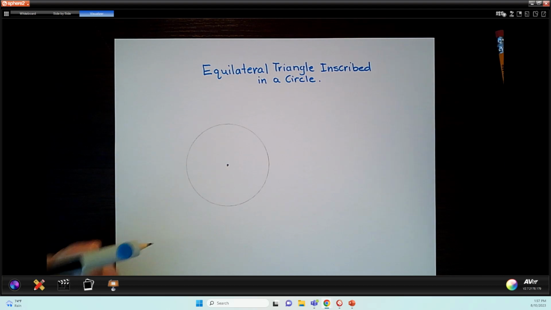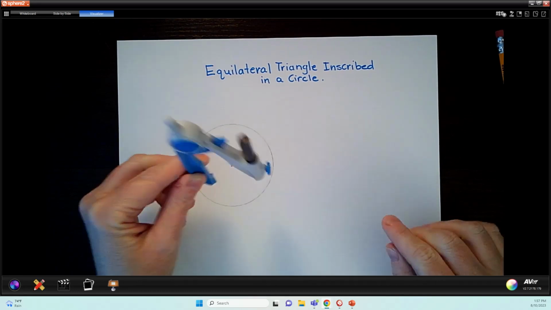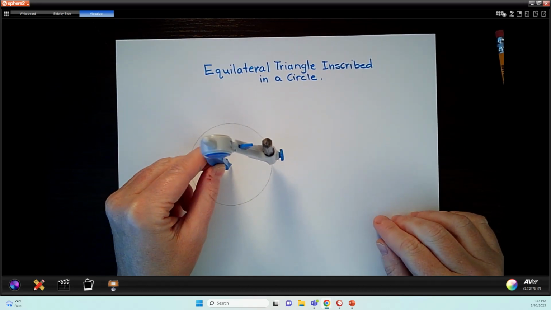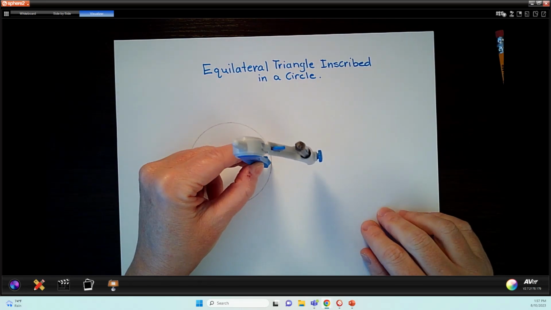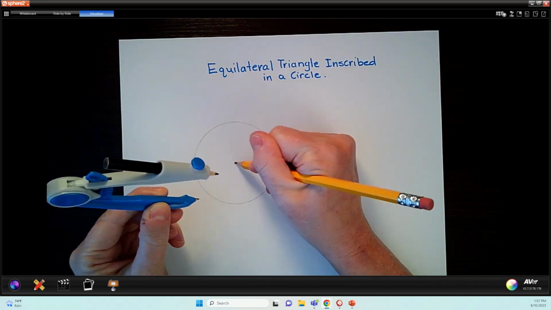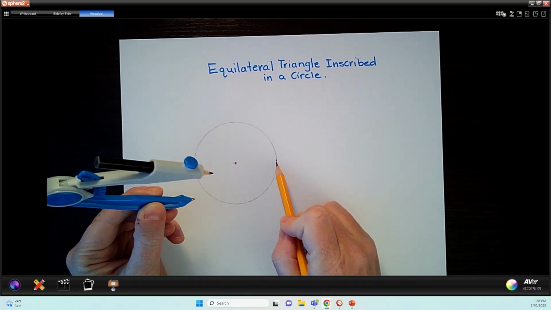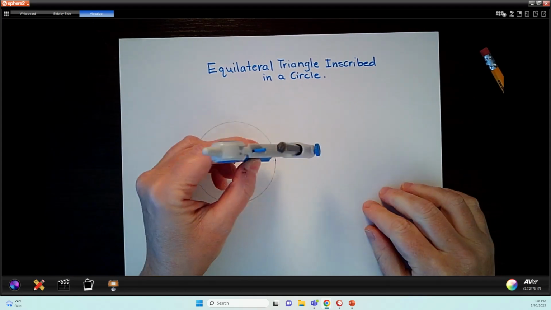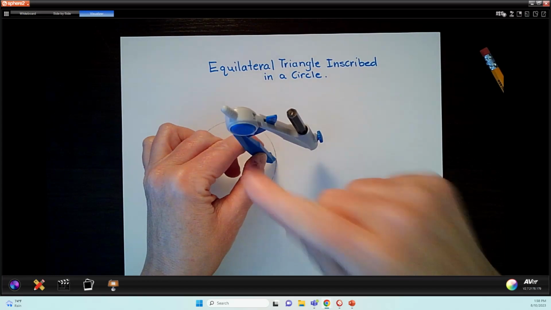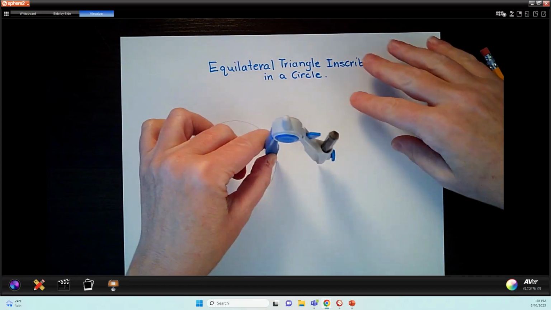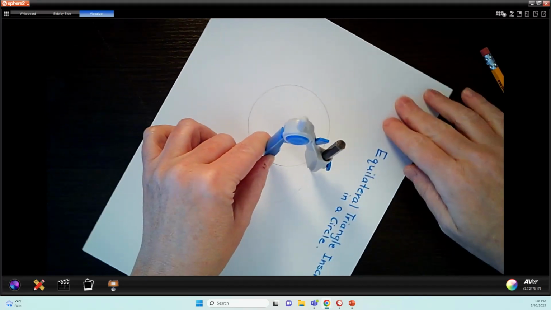Now, I'm going to create another circle that is the exact same size. I am not going to change anything on my compass. I'm going to keep everything the same. When I construct this one, I'm going to use the edge of the circumference of my circle. I know that from the center to the edge of my circle is a radius. So I'm going to use that to create another circle that has the same radius, same size, congruent, everything. And I'm going to go around very carefully.